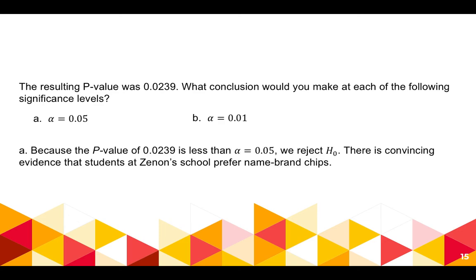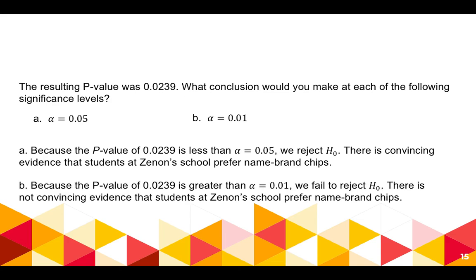So let's look at A. The p-value of 0.0239 is less than alpha of 0.05, so we reject the null hypothesis. That means we have convincing evidence that students at Zenon's school prefer name brand chips. Let's look at B. The p-value of 0.0239 is greater than alpha of 0.01, so we fail to reject the null hypothesis. There is not convincing evidence that students at Zenon's school prefer name brand chips. There's the hypotheses again, just so we can see them.